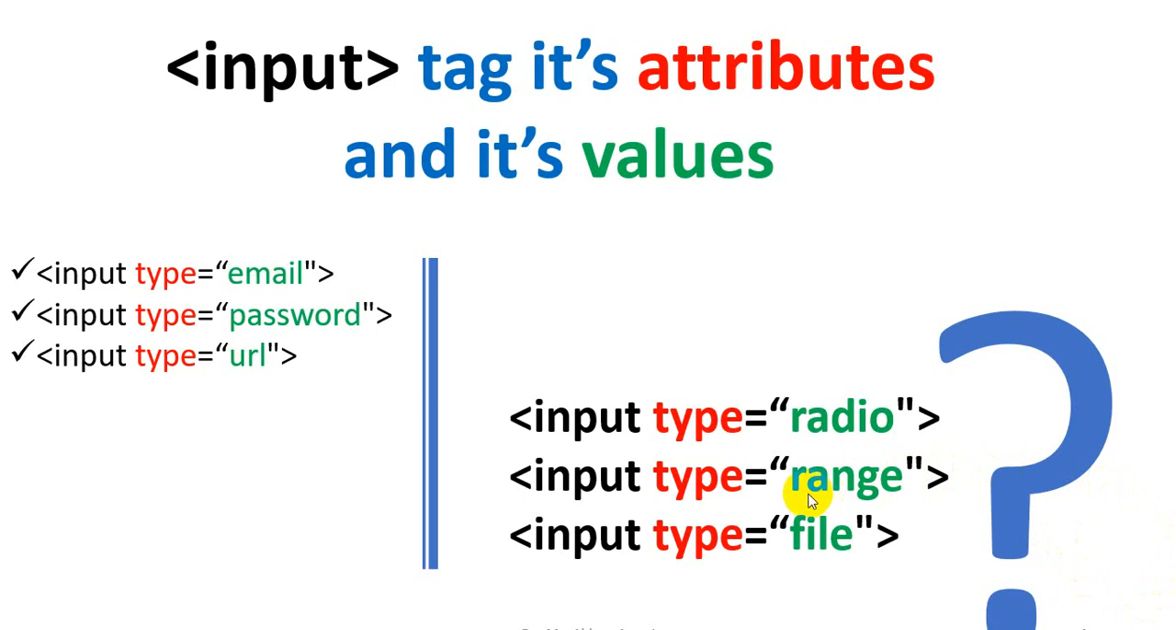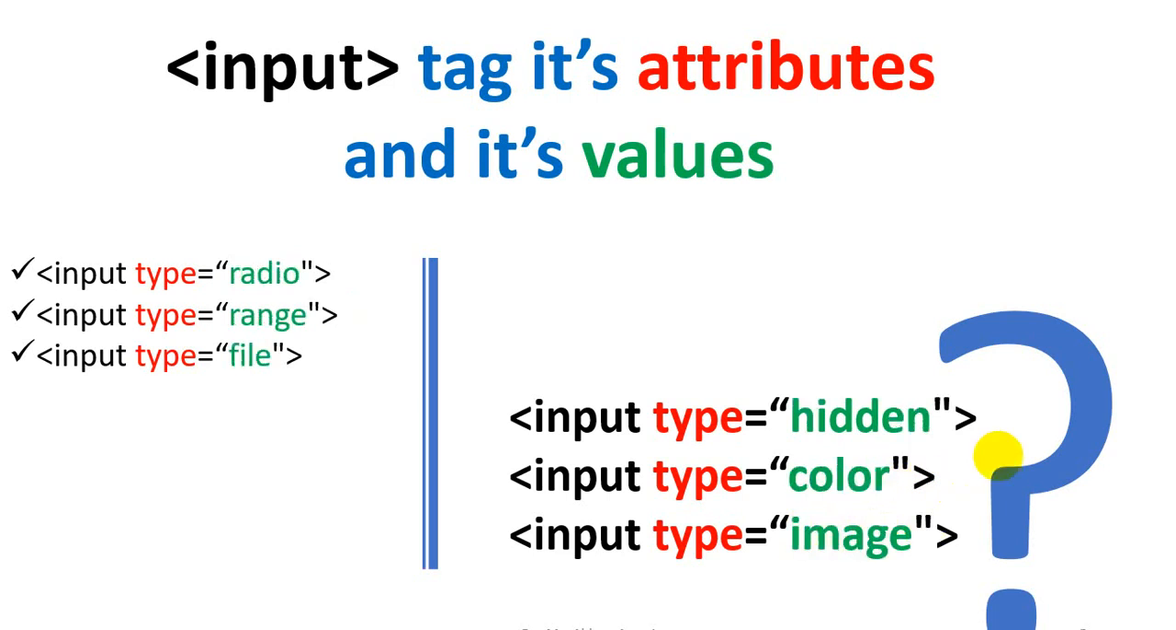After that we saw input type equal to range. For example, you want to set a volume from 0 to 100, and the default value is 50. After that, in the last lecture we saw input type equal to file. Input type equal to file means if you want to upload your document or your image, you will take input type equal to file.